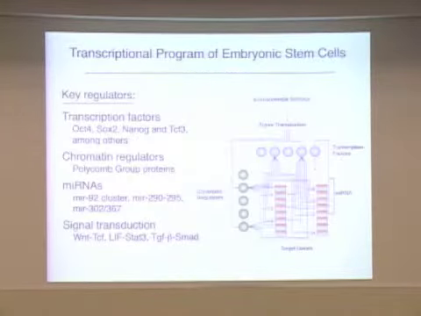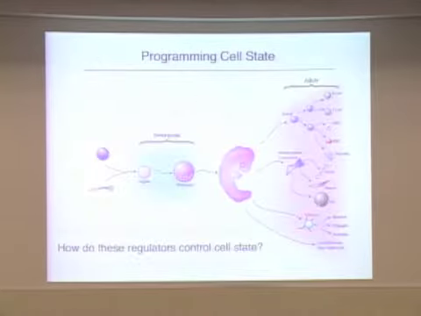Now, it's not just transcription factors that play key roles in regulating cell state. So it's known for ES cells that there are many other components that are necessary for maintenance of the embryonic stem cell state. These include polycomb group proteins, which we'll talk about a bit. These are chromatin regulators that modify histones. MicroRNAs that are preferentially expressed in ES cells play a role in maintenance of their state. And there are a variety of signaling pathways that are functional in ES cells and whose functions are critical for the maintenance of that state.